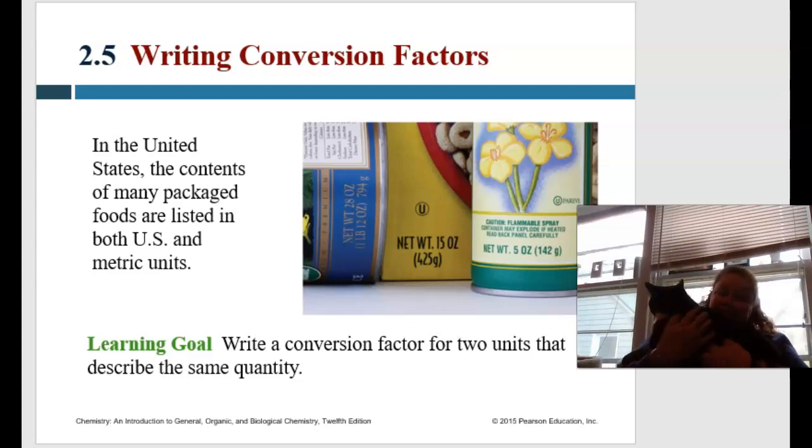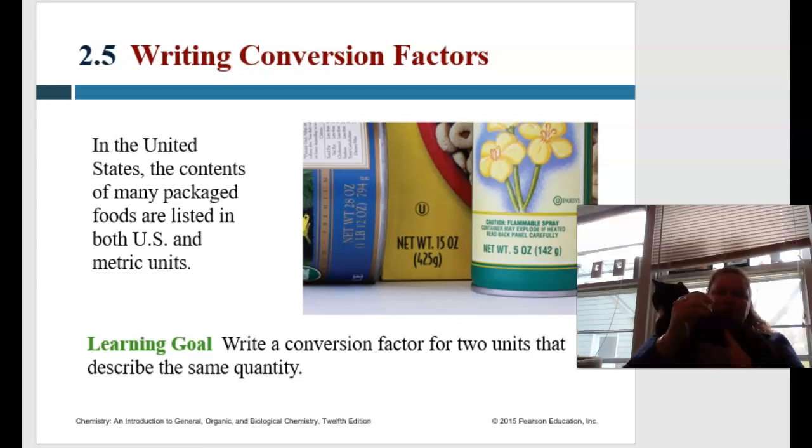For this one, my cat Sophie is joining us, and we are going to be talking about writing conversion factors. In the United States, like we said in the last video, the contents of many packages are listed in both US and metric units.